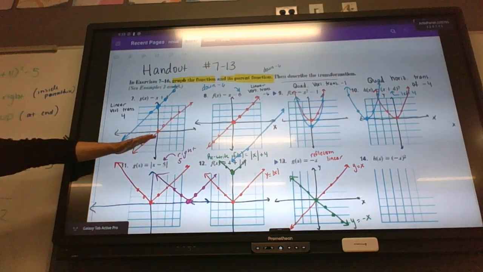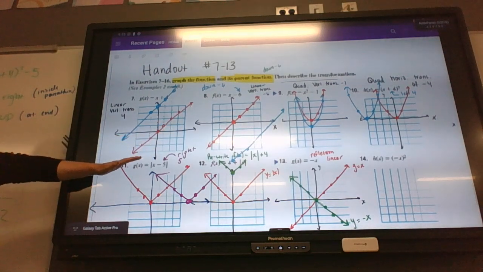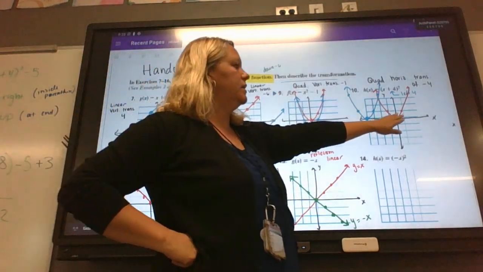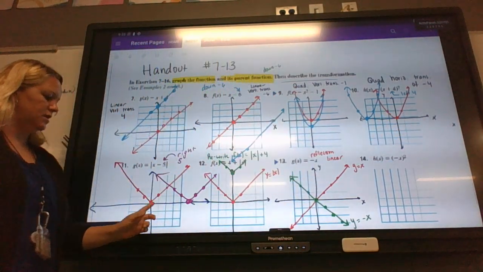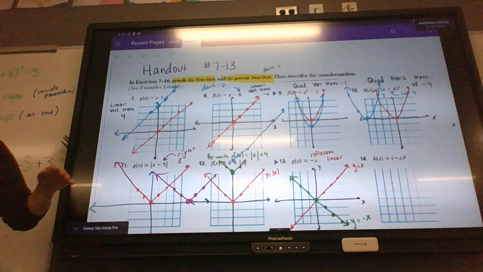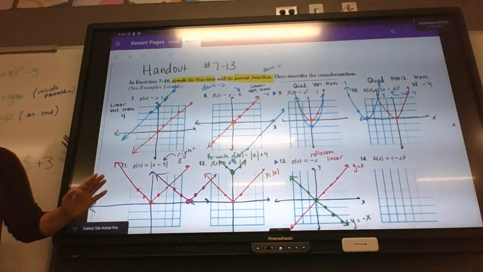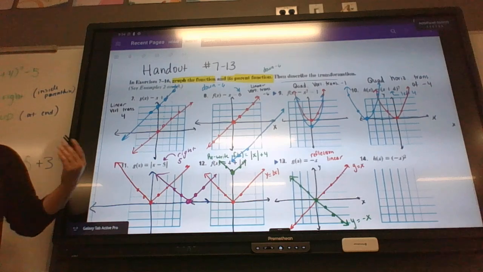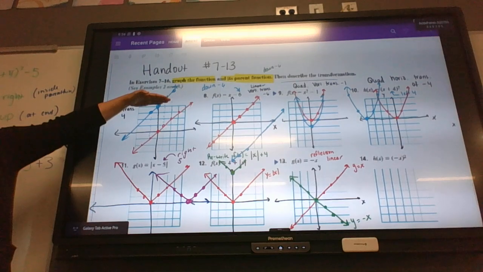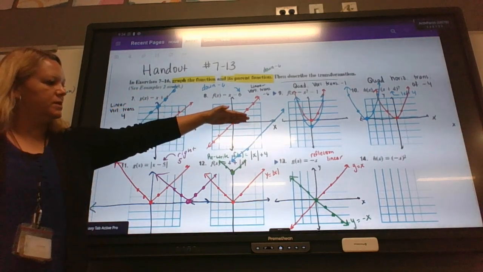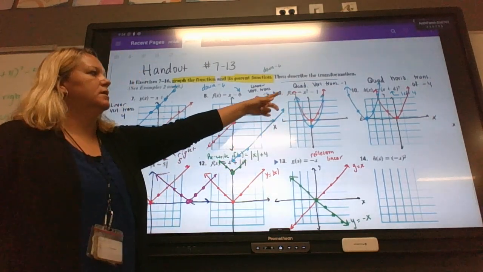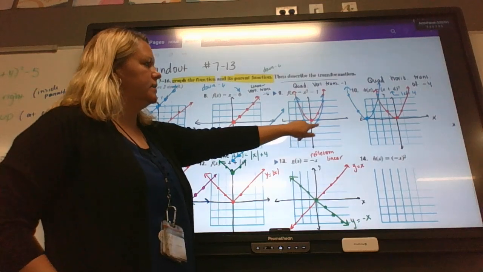So the red color going through the origin is the parent function. So I got the parent linear, parent quadratic, all centered at the origin. The absolute value linear. So one thing I'm looking for is did you put the 1 through the origin in all of them? And then I'll be looking, did you shift them correctly? So number 1 should be up 4. Number 2 should be down 6. Number 3, I guess I should be saying number 9. Number 9 should be down 1.